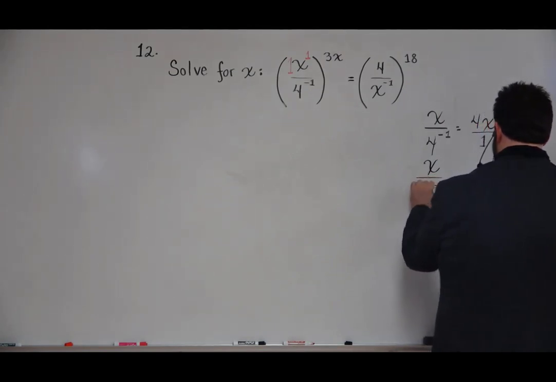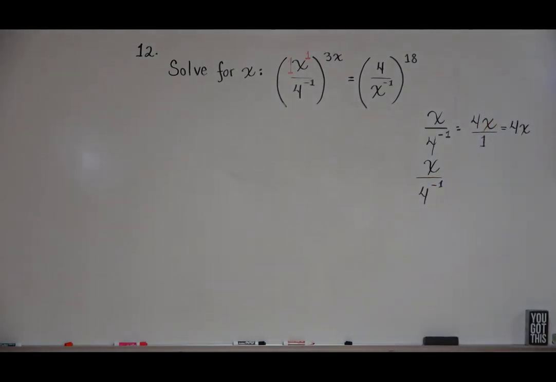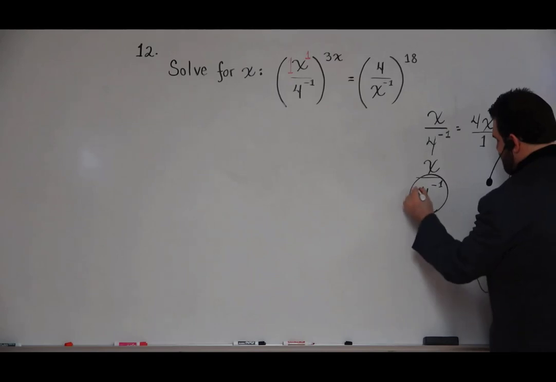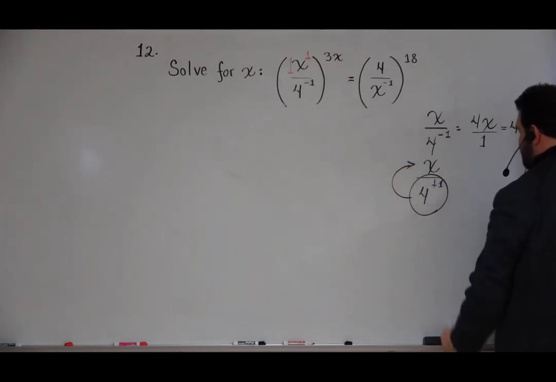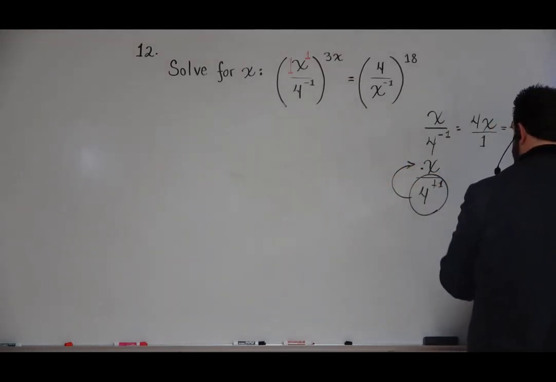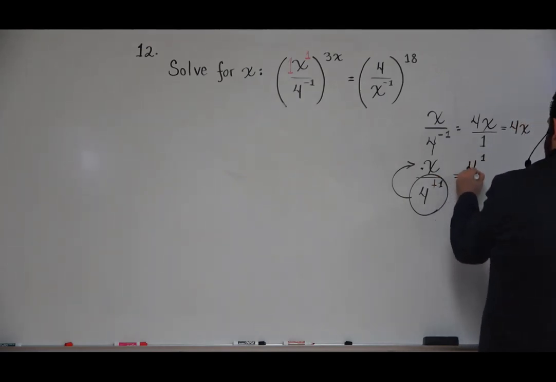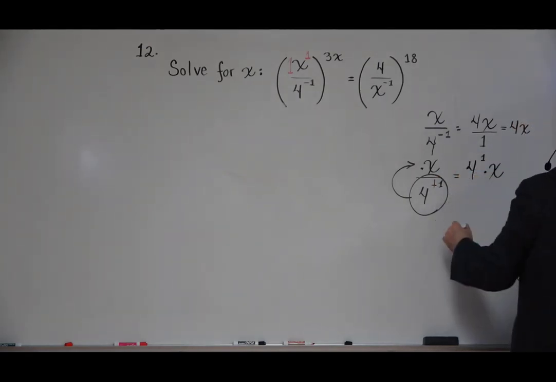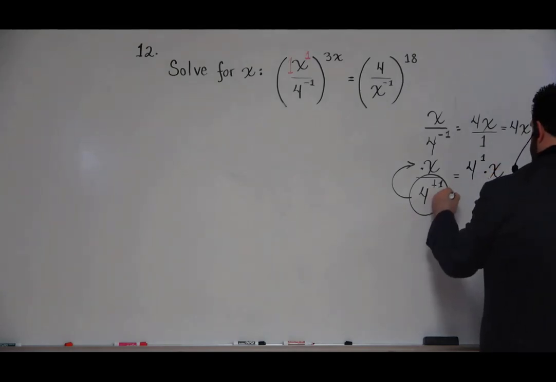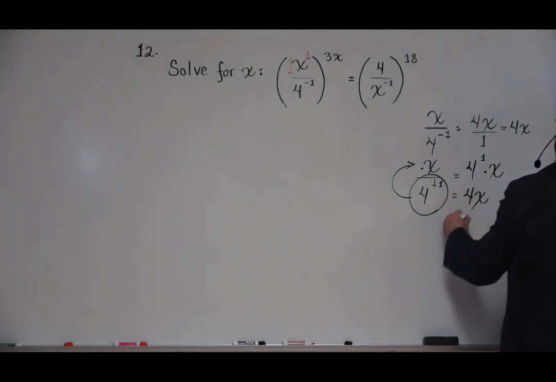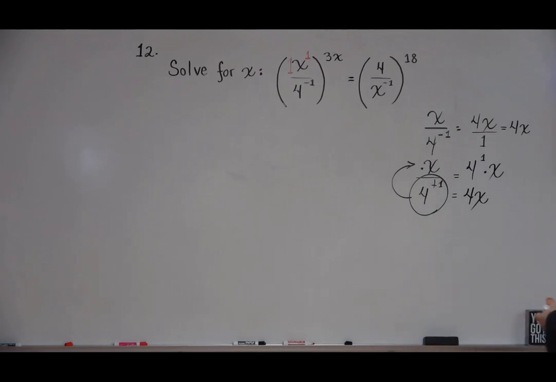You've got x over 4 to the negative 1. Bring this upstairs and change that to a positive exponent and multiply it. So I've got 4 to the power of positive 1 times x, which equals 4x. That's how I'm getting 4x when I do this, okay?